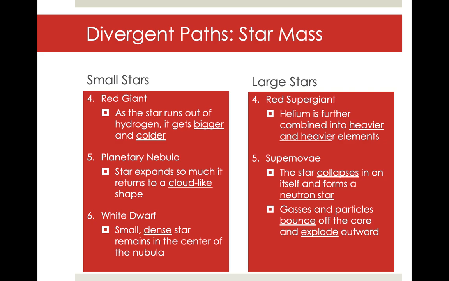And during this supernova, the gases and particles and everything collapse towards the center and then bounce out and explode outwards. So supernovas are big explosions. Now, the result of a supernova can either be a neutron star or it can be a black hole. A black hole is a star that is so dense and so big and has such strong gravity that not even light can escape from its gravitational pull.